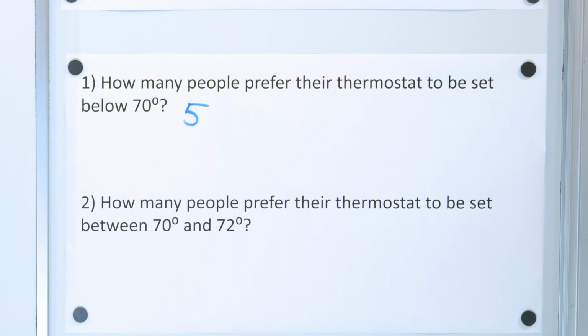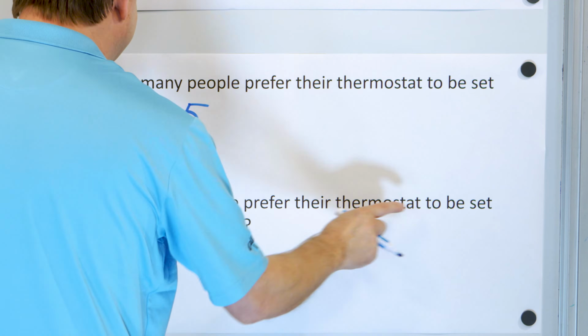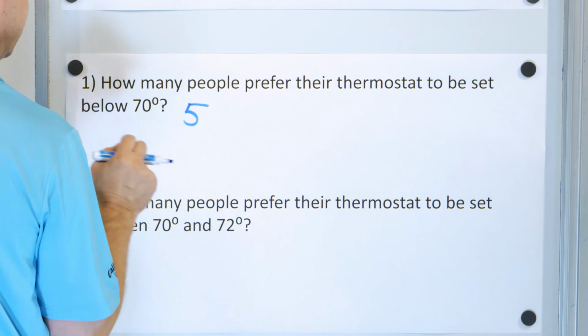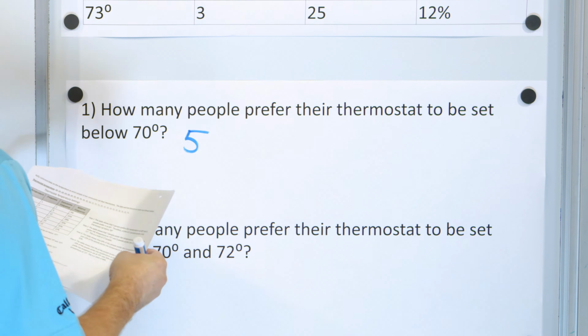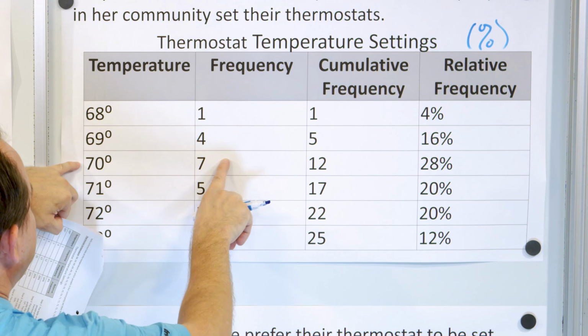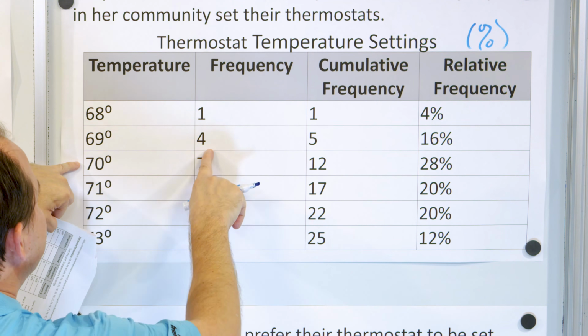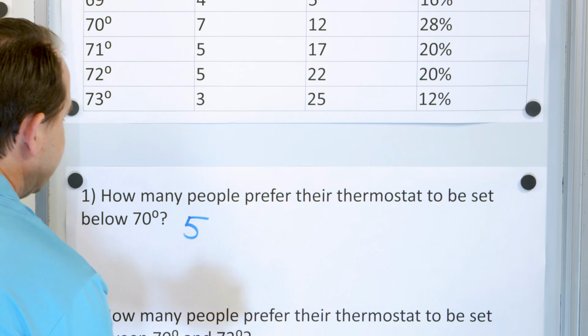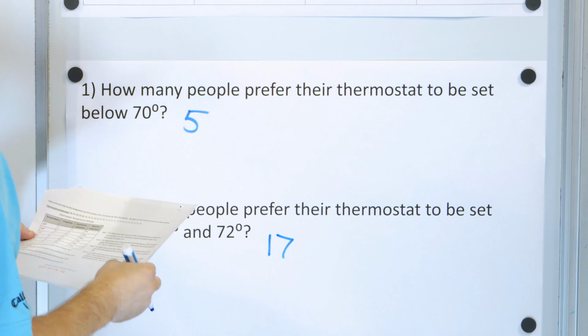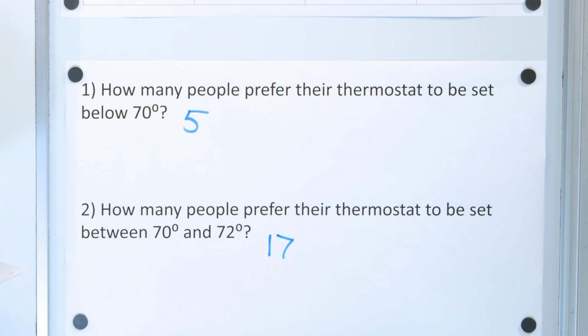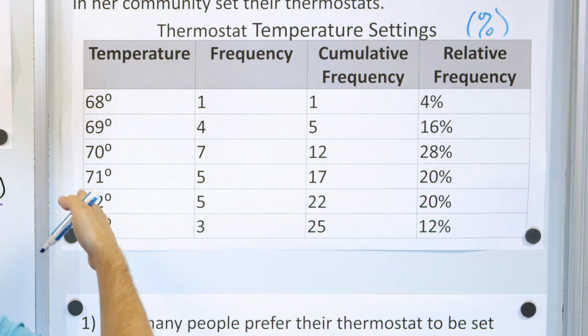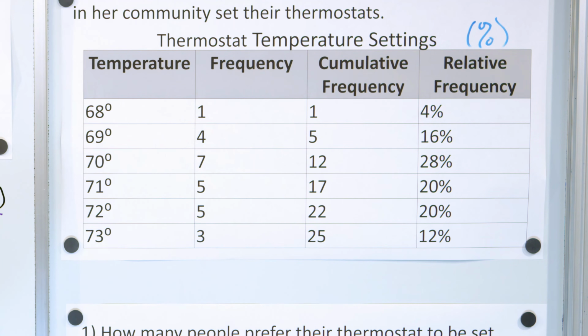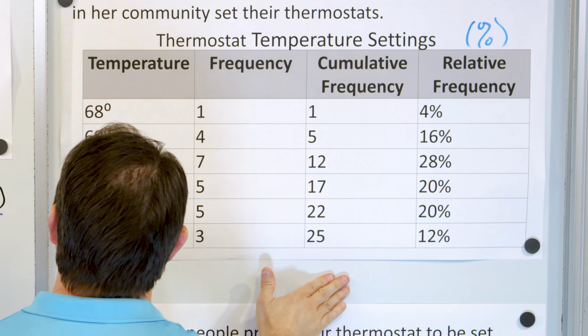Problem number 2, how many people prefer their thermostat to be set between 70 and 72? Between 70 is right here, 72 is right here. How many prefer? You just add these numbers together. This is 10. 7 more is 17. So answer, 17 people prefer between 70 and 72 degrees. If you had to do this with raw data, you'd have to count them, but here in the table, it's just much, much easier to get the information.